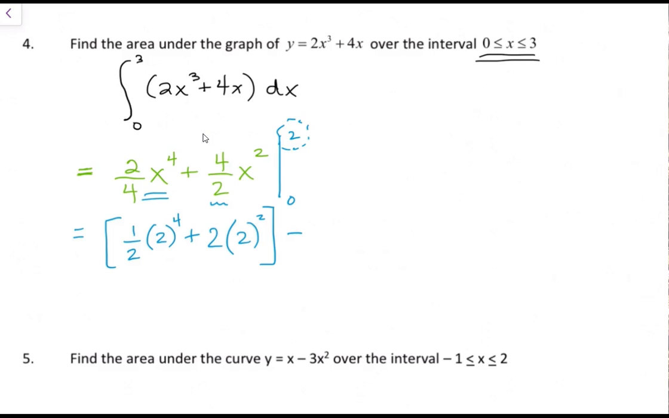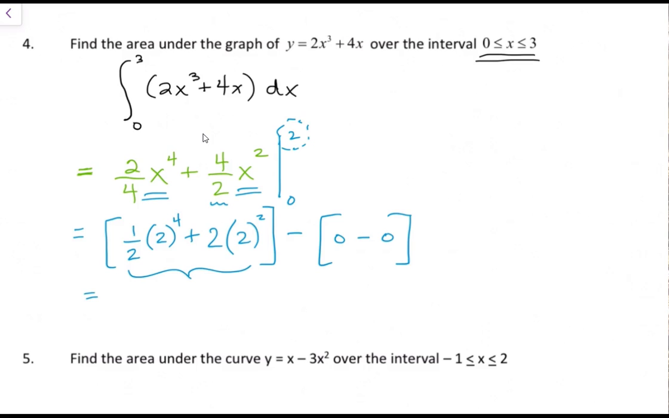Now every one of these terms has an x, so both of those terms are just going to turn into 0. So I'm not really subtracting any value that's going to affect what I get when I calculate that.